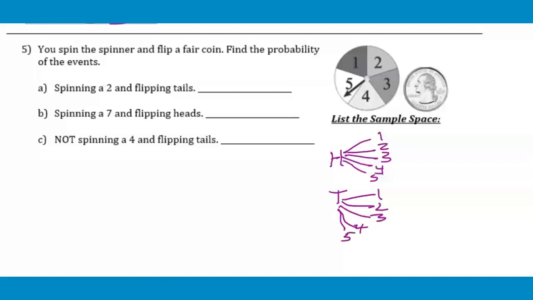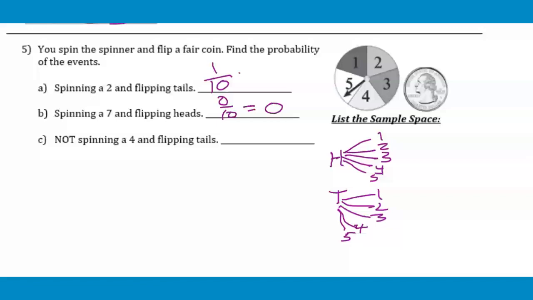So spinning a 2 and flipping tails. So here's tails, 2. There are 1, 2, 3, 4, 5, 1, 2, 3, 4, 5. There are 10 outcomes. I can see that over here from my tree diagram. And on tails, there's only one way to get a 2. So 2 out of 10. No, not 2 out of 10. Oh, one way of getting a 2 out of 10. So it's 1 out of 10. Spinning a 7 and flipping tails. Well, there's no 7s at all, so it's 0 out of 10, which equals 0.